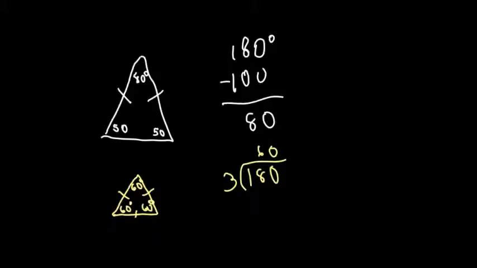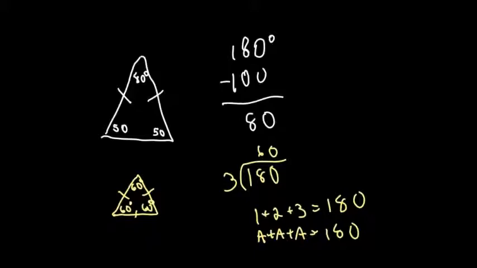You can also think of it as, we'll just say the angles are angle 1, angle 2, and angle 3. They have to add up to 180. Well, they're all the same, so if we put a variable instead of the numbers, it'd be A plus A plus A equals 180. So 3A equals 180, so A equals 60. So that's just kind of showing you a little bit of the algebra associated with geometry.